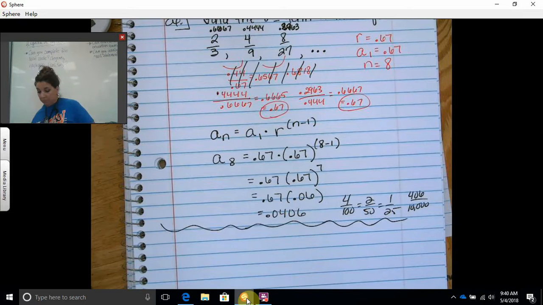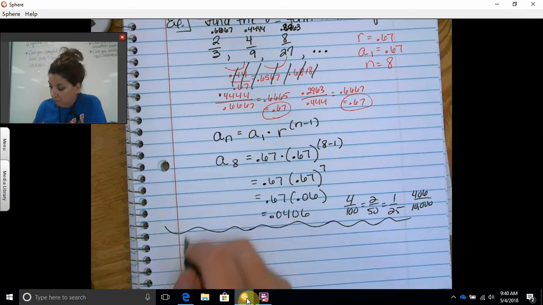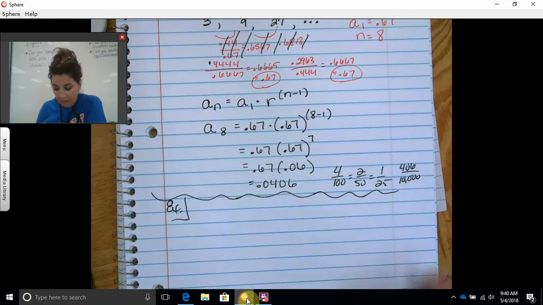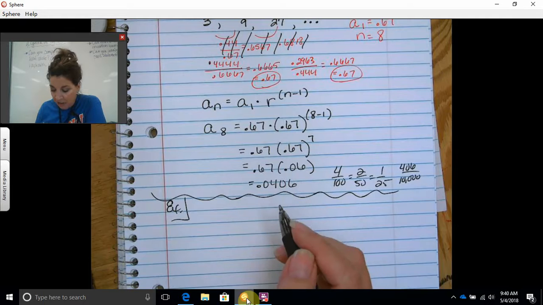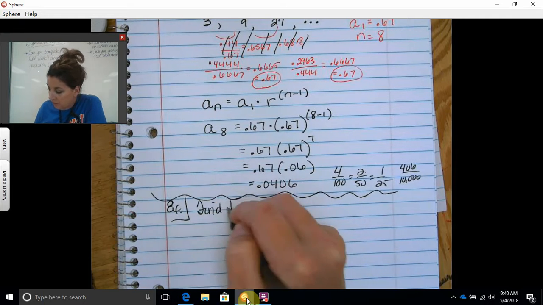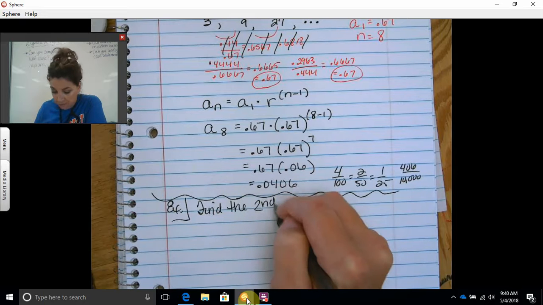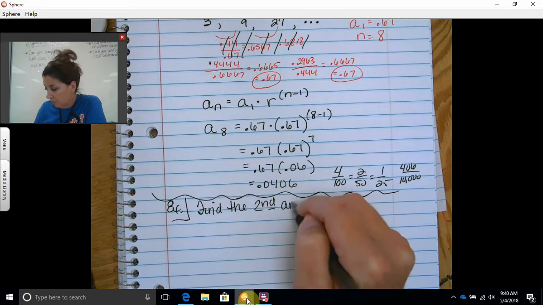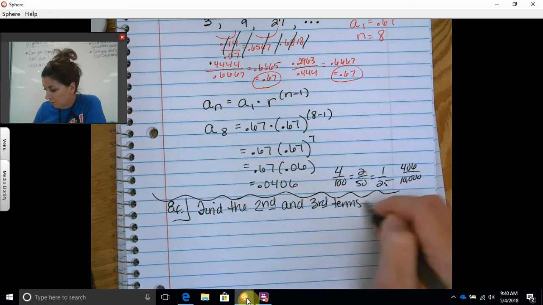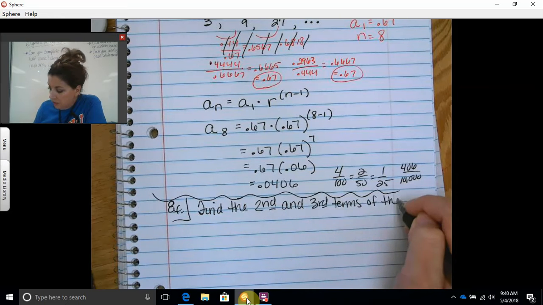All right, now on the next one, we're going to have to put a little bit of extra work in. Find the second and third terms of the geometric sequence.